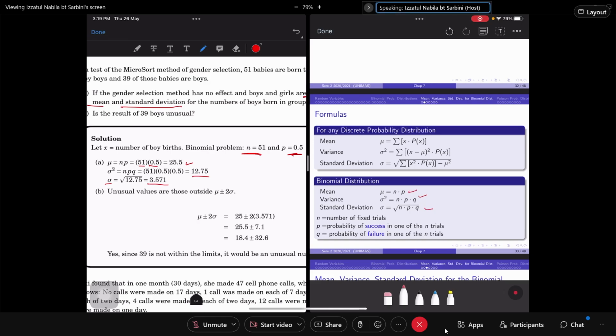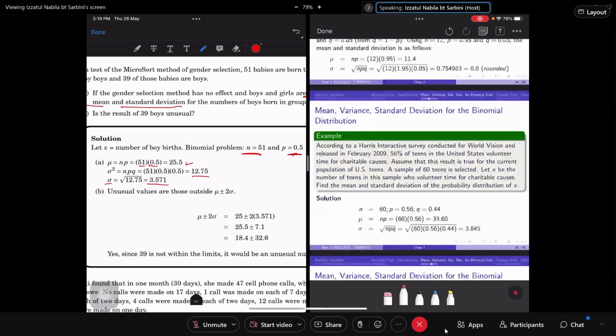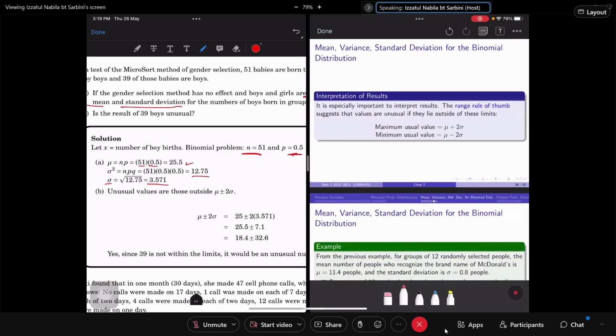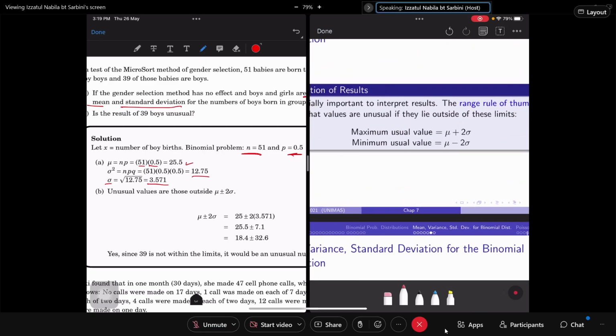So you need to calculate the unusual values. I think it is here. Here is the minimum and the maximum of usual values. So we need to have a range. It's actually a plus minus. Okay, the mean plus minus two standard deviations. That will be a range of unusual. Okay. So anything that lies outside these limits is unusual.